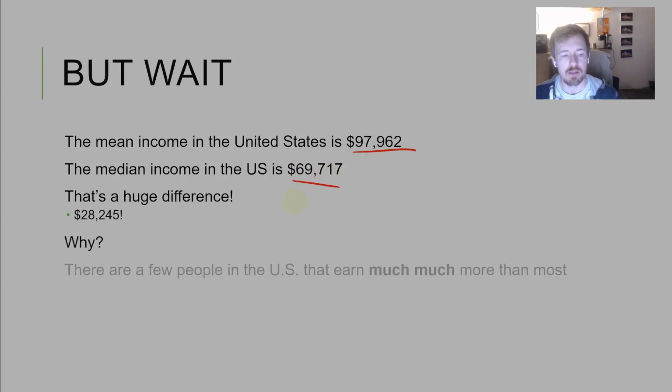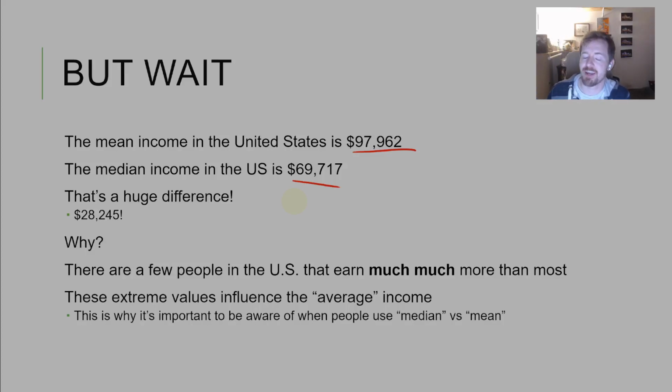Why? Because there are a few people in the U.S. that have an exorbitant amount of money that moves that skew. And you can see that influence even here, where we have people like Jeff Bezos or Elon Musk, for example, that are really jacking up the mean value, whereas for 99% of everybody else, their income is much closer to Earth. So the median income is about $70,000, but I wish that it was 97. That's more than I make.